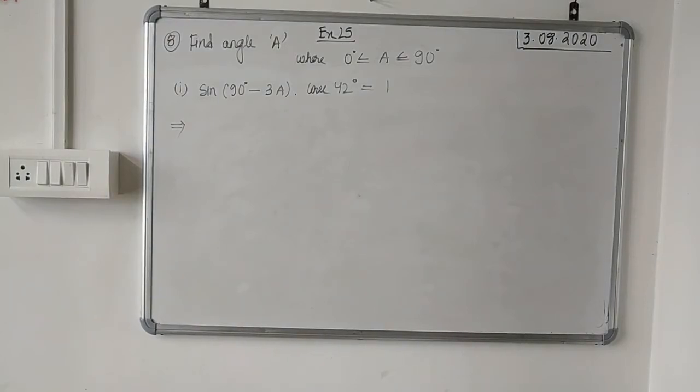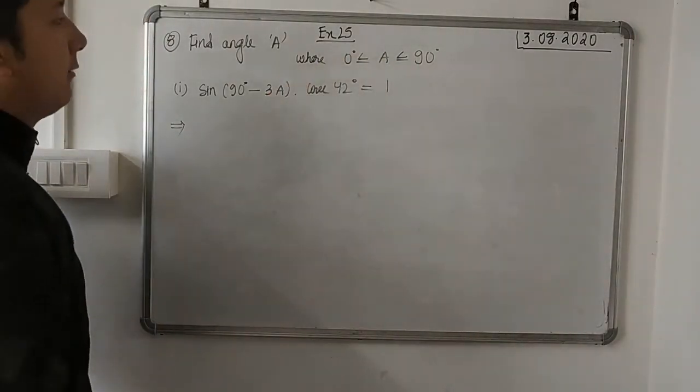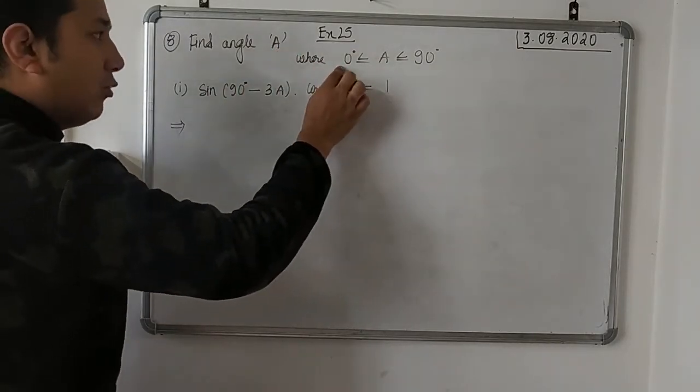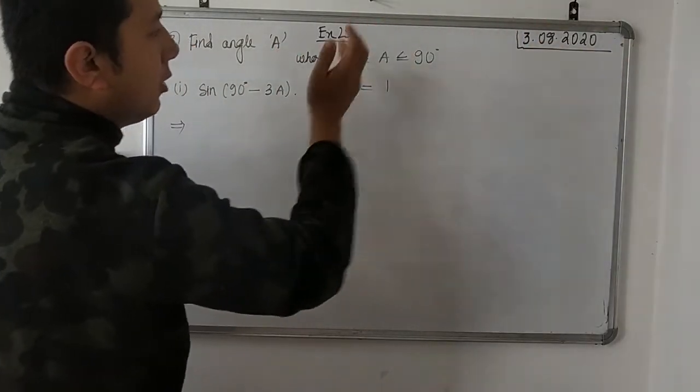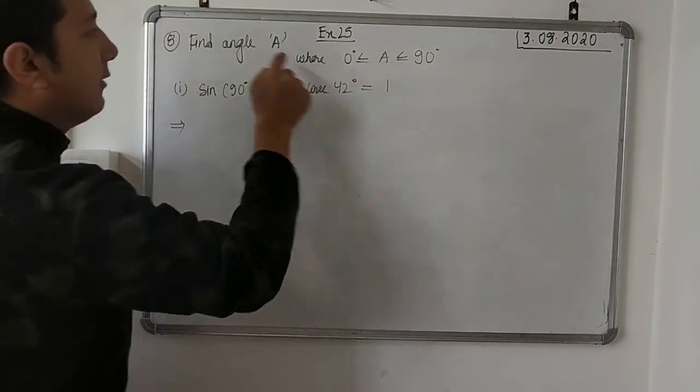Okay, boys, let's proceed with question number 8. Find angle A, where your angle A must lie between 0 to 90. Okay, find angle A, and this value for angle A must lie in between 0 to 90. Not more than 90, not less than 0. Okay, we need to find the value for A.